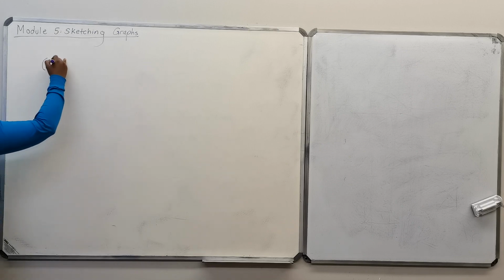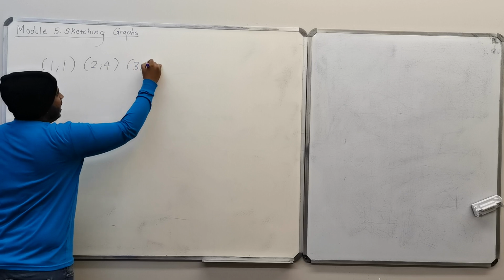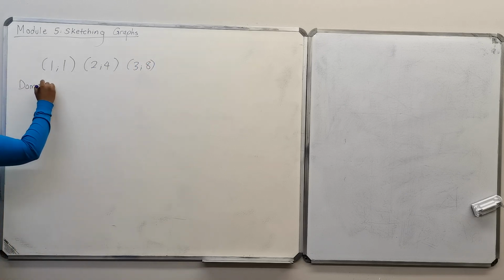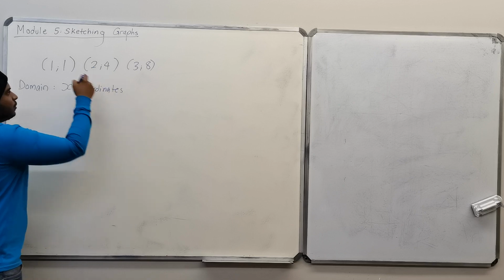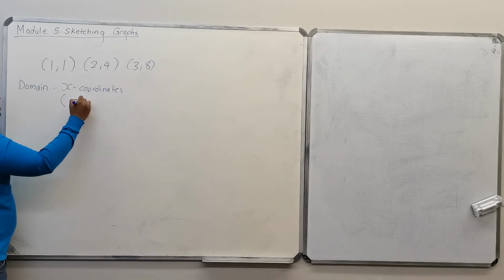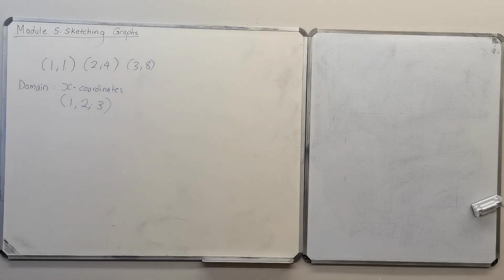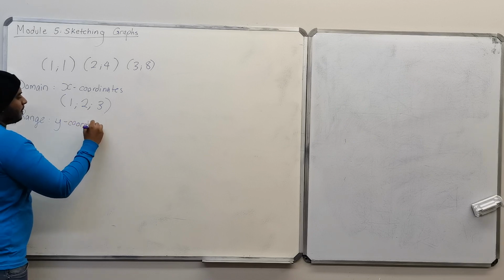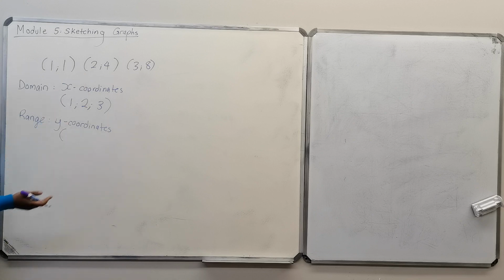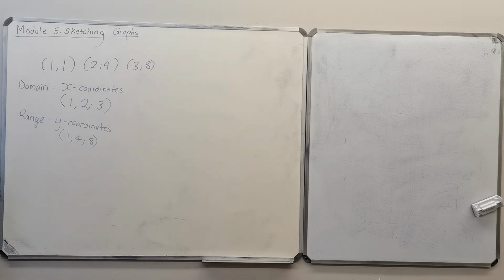So the set they gave you was (1, 1), (2, 4), and (3, 8). So we said domain is your x coordinates. For this example, your domain would have been 1, 2, and 3, all your x values. Now, domain is all your x values, range is all your y values. So for this one over here, what would be your range? 1, 4, 8.